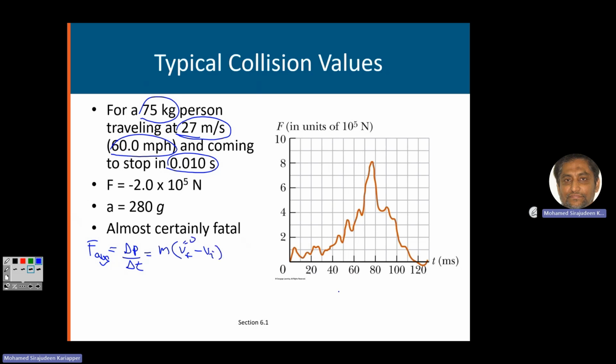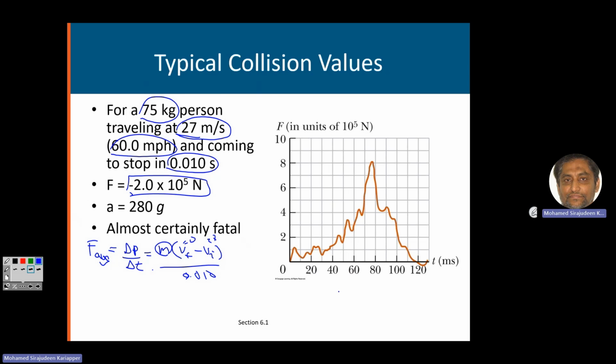Final velocity is 0, initial velocity is 27, and mass is 75, divided by the time, which is 0.01. If you put in the values, you get a very big number, 200,000 Newton. That can kill someone. The force is so great, 200,000 Newton, it can kill someone.